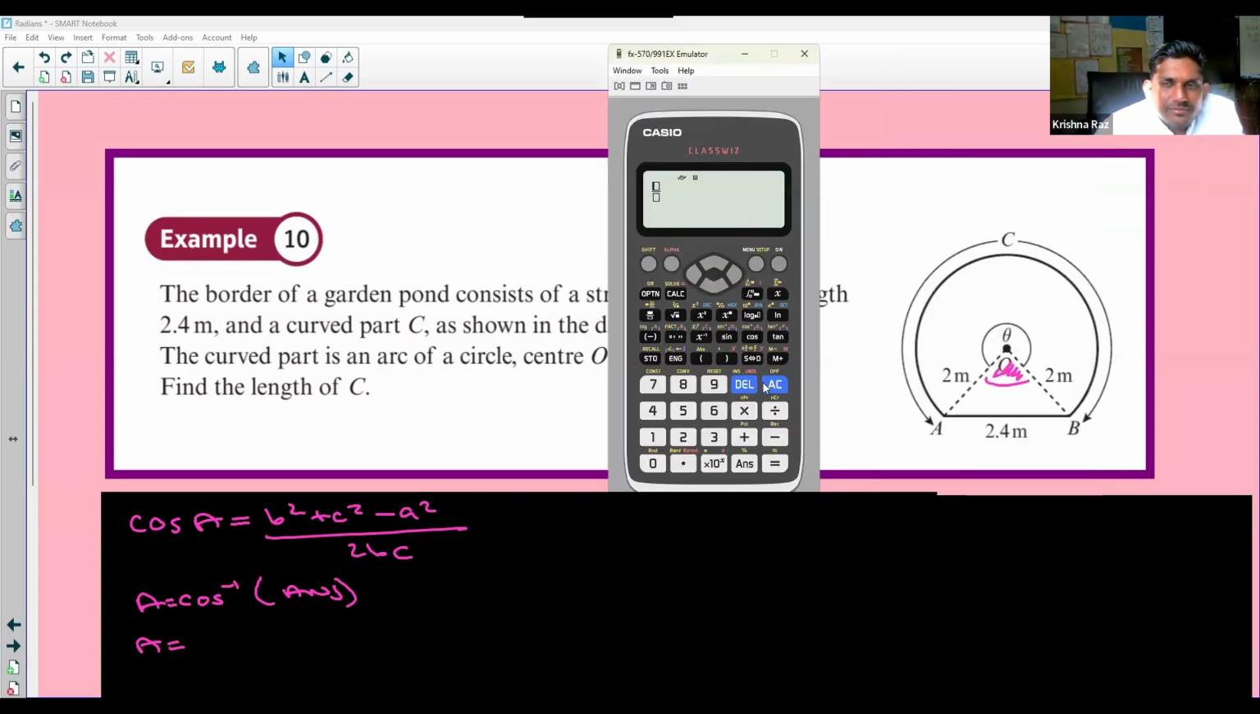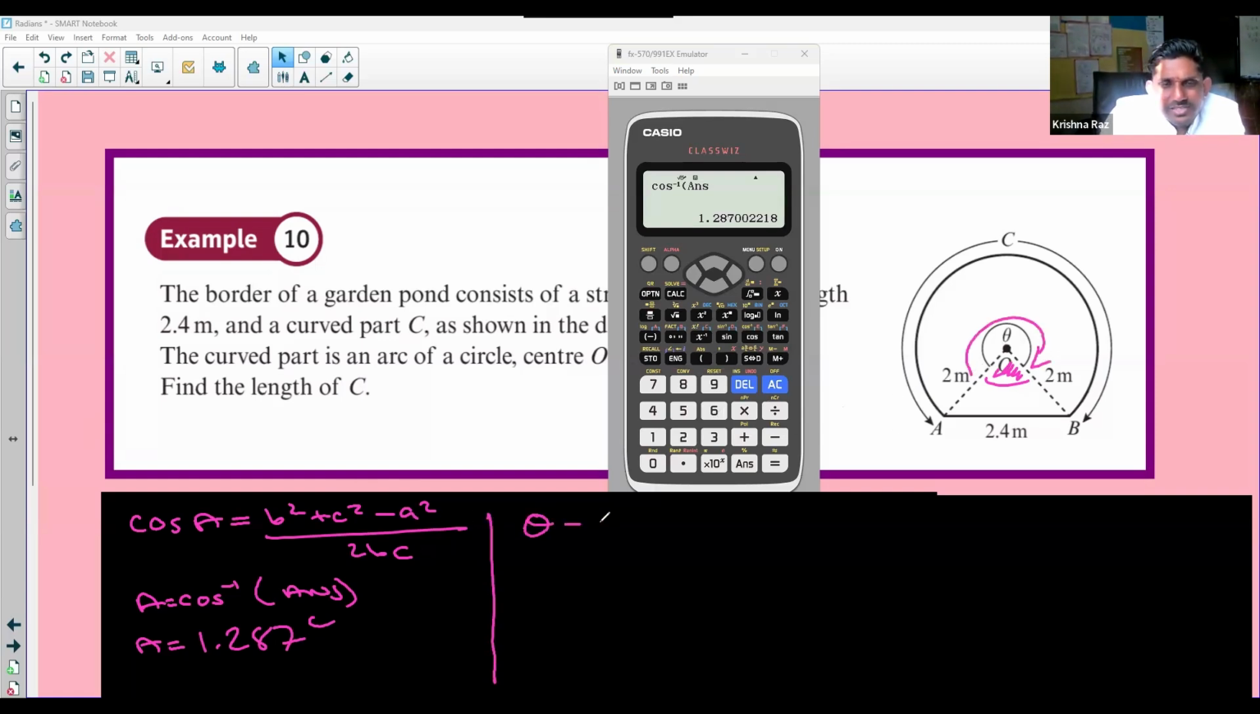So now when I put this answer in, B squared plus C squared minus A squared. So we have A will be 2.4. So I've got 2 squared plus 2 squared minus 2.4 squared all over 2BC. 2 times 2 times 2 equals that. Now arc cos answer, 1.287 radians. If I put that in degrees, that would not have helped. But we actually want this angle.